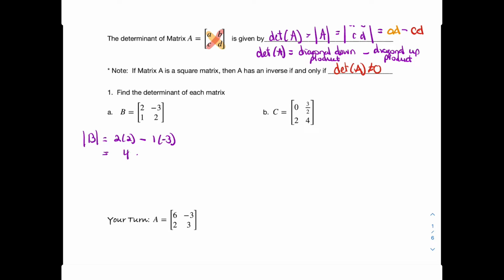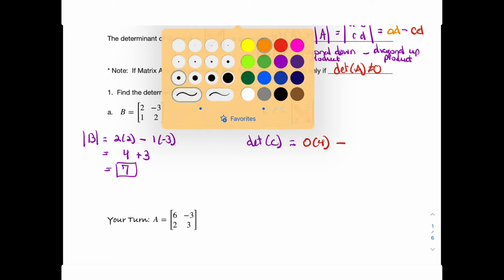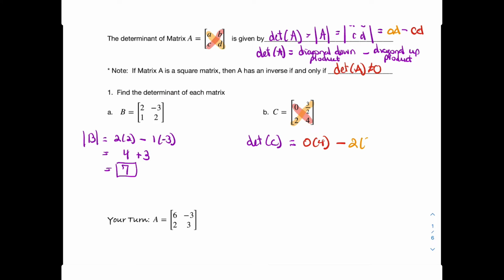So finding the determinant of B here is 2 times 2, which is 4, plus 3. Now finding the determinant of matrix C, diagonals down, which is 0 times 4, minus the diagonals up. So that's going to be 2 times 3/2. And that gives us 0 minus 3, or negative 3. So our determinant of matrix C is negative 3.